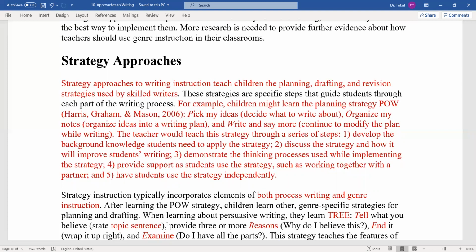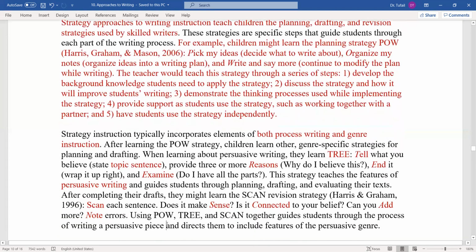Then develop the background knowledge. Students need to apply the strategy, discuss the strategy, and how it will improve students' writing. So the teacher has to guide students before applying certain strategies in their writing, to improve it.